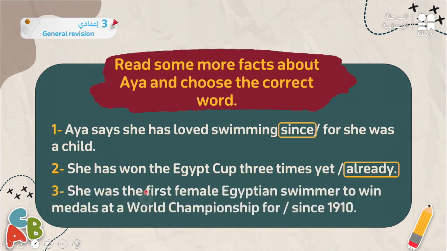Number 3, she was the first female Egyptian swimmer to win medals at a world championship for or since 1910. عندي this is a point of time اللي هو سنة معينة a date. So with a date I use since.